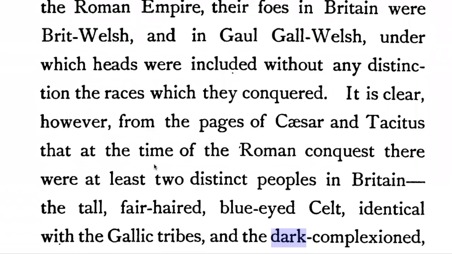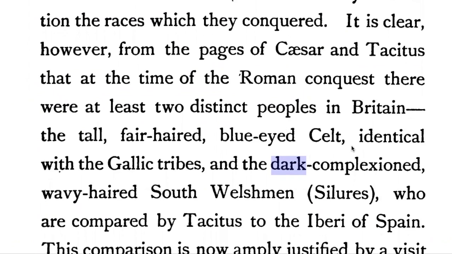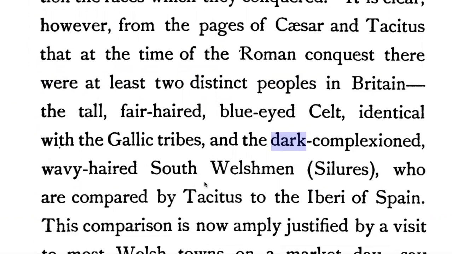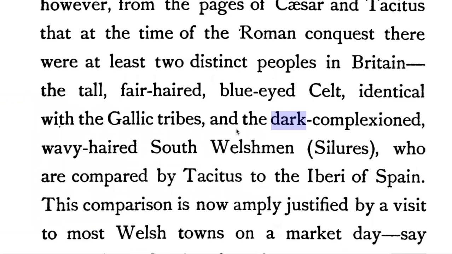It is clear, however, from the pages of Caesar and Tacitus that at the time of the Roman conquest, there were at least two distinct peoples in Britain: the tall, fair-haired, blue-eyed Celt, identical with the Gaelic tribes, and the dark-complexioned, wavy-haired South Welshmen, Silures. All right? Again, two types of people. Two types of Welsh people.